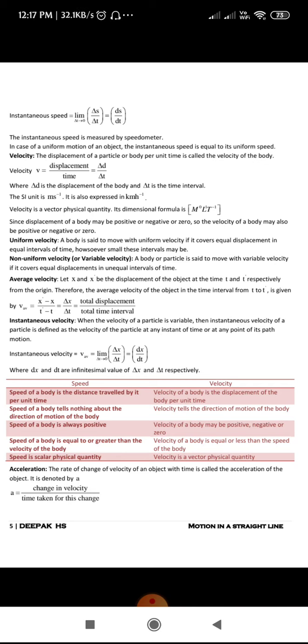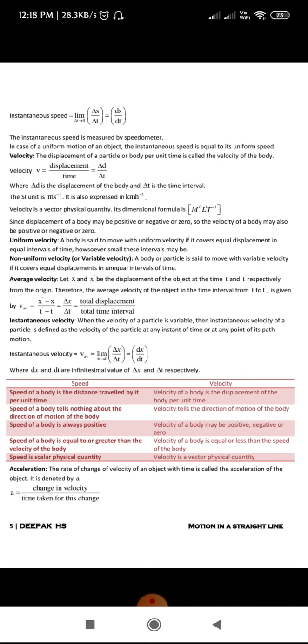Since we know that speed depends upon the distance, we have gone through that speed is always positive; it can never be negative and 0. So hence speed is always positive. Coming to velocity, since displacement can be positive, negative or 0, velocity can also be positive, negative and 0. So that is the third difference.